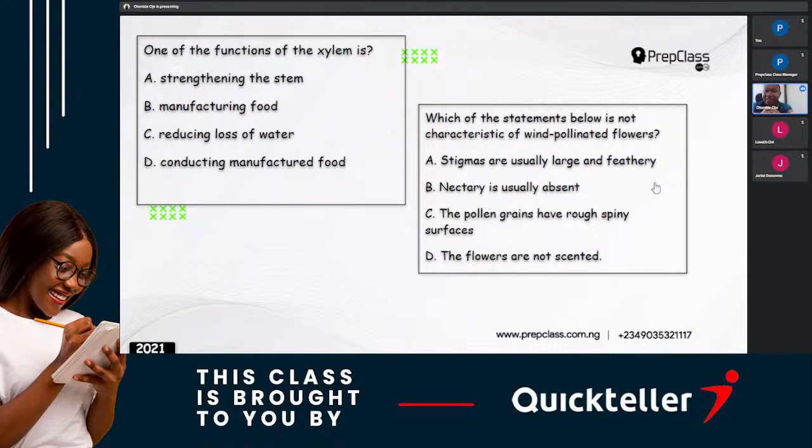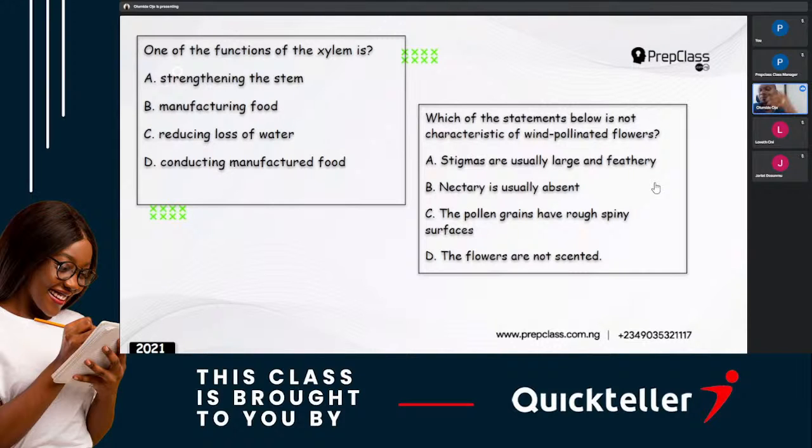So if you look at the options now, number one says: which of the statements below is not a characteristic of wind pollinated flower? A, stigma are usually large and feathery. That is correct for wind pollinated flower. But it said which of the following is not. So wind pollinated flowers always have stigma that are usually large and feathery. B, nectar is always absent. That is correct for wind pollinated flower. It doesn't need nectar.